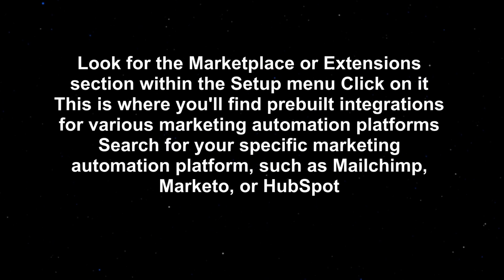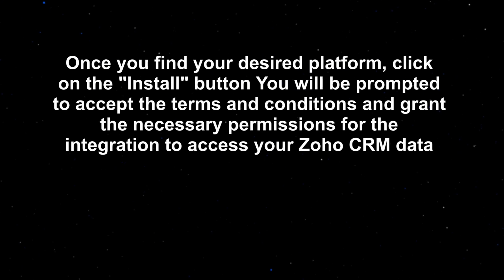Look for the Marketplace or Extensions section within the Setup menu. Click on it. This is where you'll find pre-built integrations for various marketing automation platforms. Search for your specific marketing automation platform, such as MailChimp, Marketo, or HubSpot. Once you find your desired platform, click on the Install button.